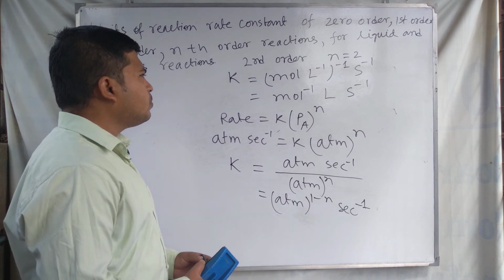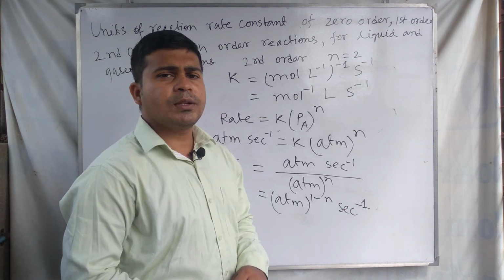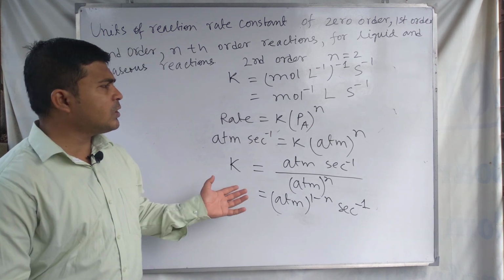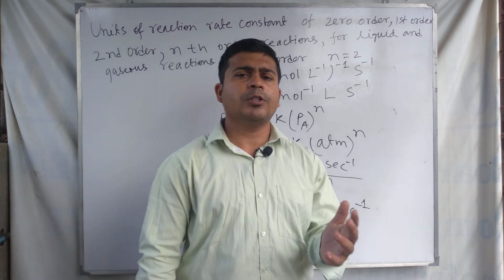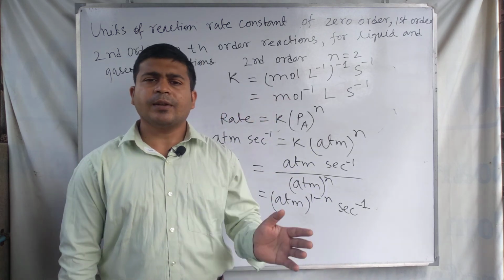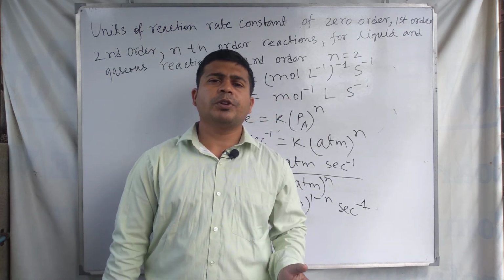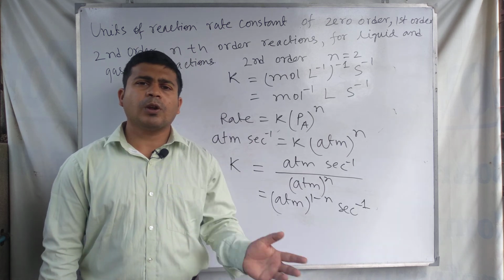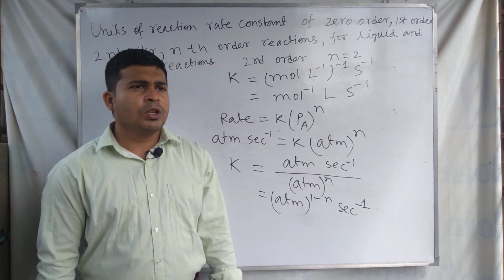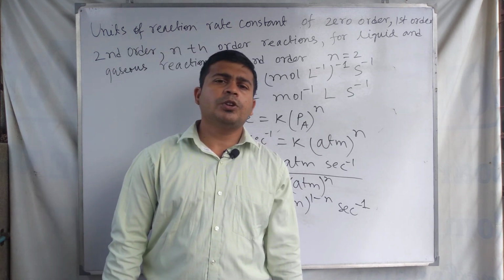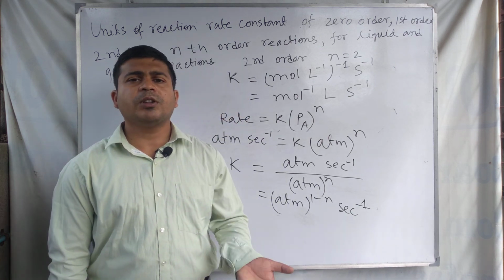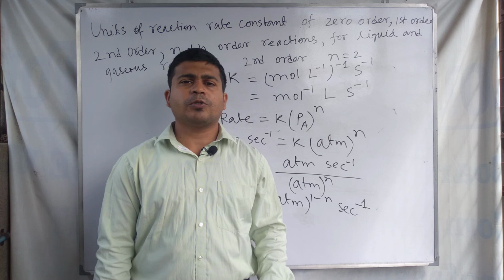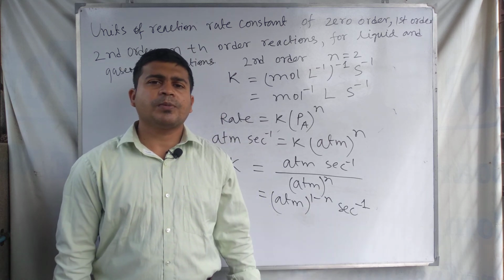So I think you understand this total discussion, how to find out the unit of first order, second order, nth order reaction in gaseous reactions or liquid medium reactions, where a molar concentration term is involved. You can easily find out the unit of different kinds of rate constant, first order rate constant, second order rate constant, by this process.